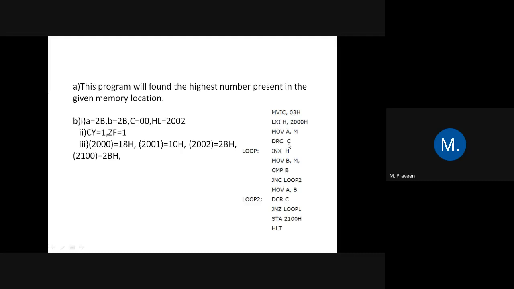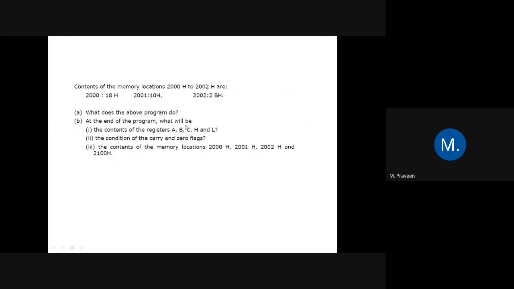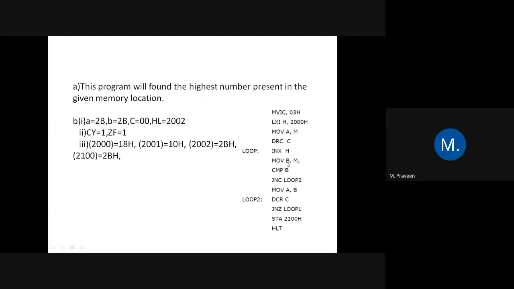The next instruction is INX H, which means the HL value will be incremented by 1. So the new HL value is 2001. After that, we have MOV B, M, so we are moving the data from memory to the B register. The memory address is 2001, where we already have the data 10. So 10 is moved to B. The A value was already 18, and now the B value is 10.